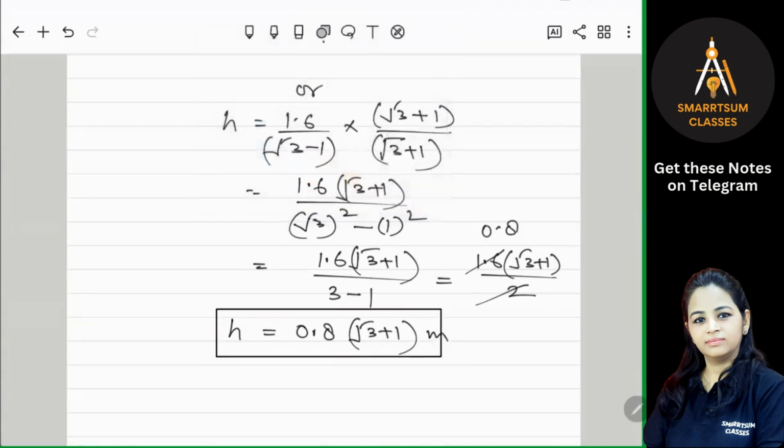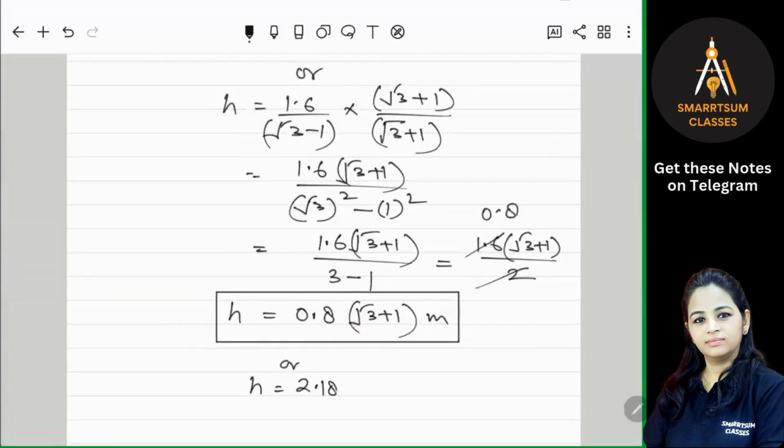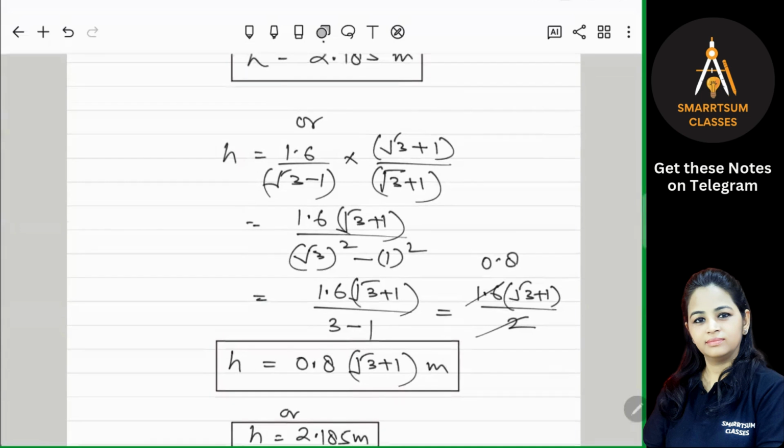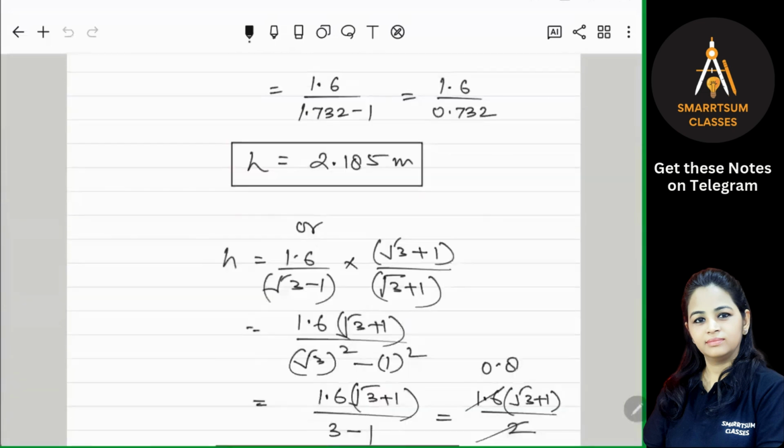Okay, so you can write it in this way, or if you solve it, then again you will find the value of H is 2.185. Both are correct. Is that clear now? So this was your NCERT question, NCERT exercise 9.1, question number 8. Right? So we were discussing the same discussion. Okay. Now coming to the next question.